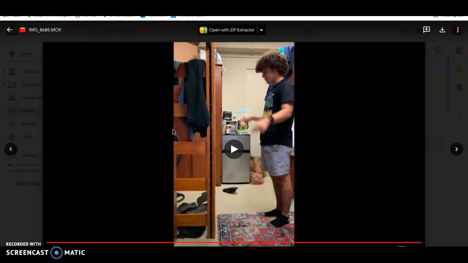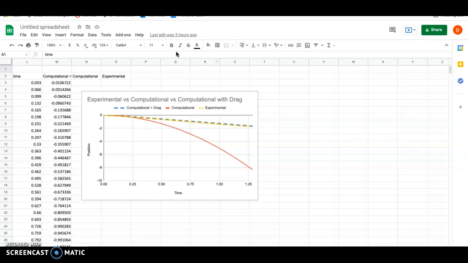After recording the video, I used the program called Tracker to acquire data points of time versus position in the negative y direction. And with those data points, I put it into the spreadsheet shown here in the yellow dots.